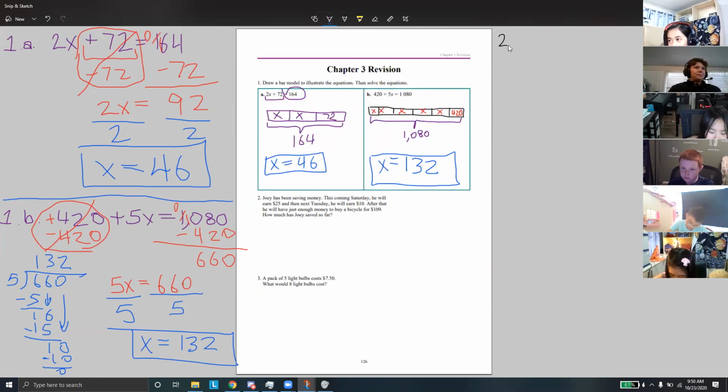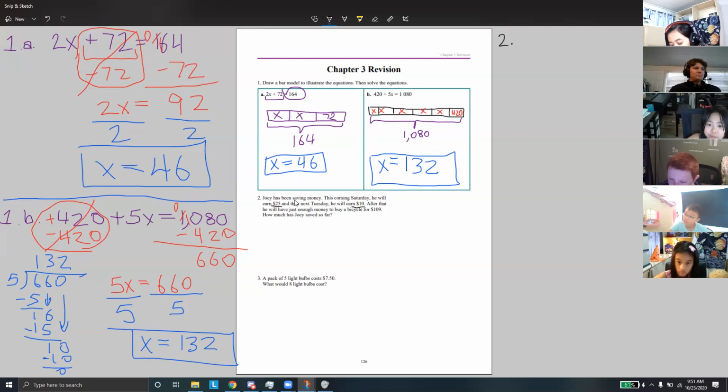Let's look at 2. Joey has been saving money. This coming Saturday, he will earn $25. And then next Tuesday, he will earn $10. After that, he will have just enough money to buy a bicycle for $109. How much has Joey saved so far?